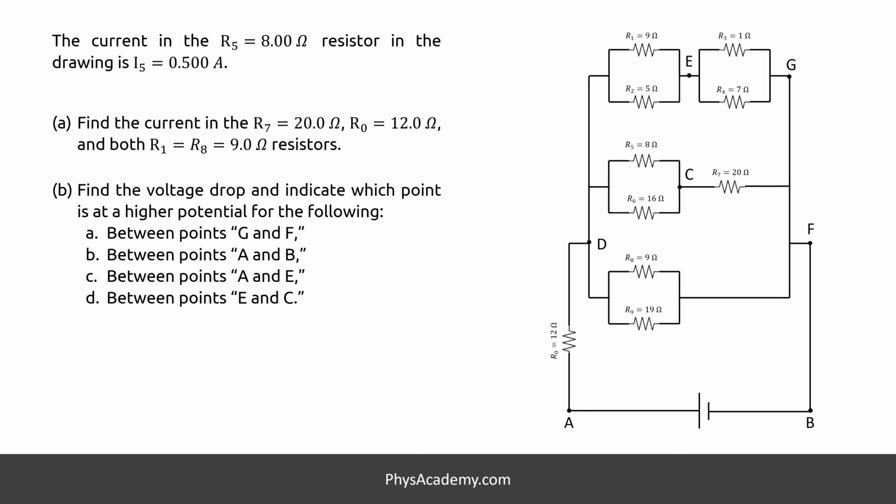The current in R5, the 8 ohms resistor in the drawing, is 0.5 amps. Find the current in R7, R0, R1, and R8 resistors. Find the voltage drop between points G and F, A and B, A and E, and E and C.